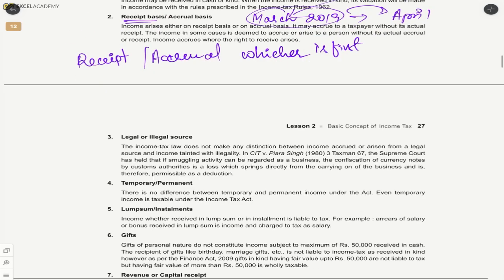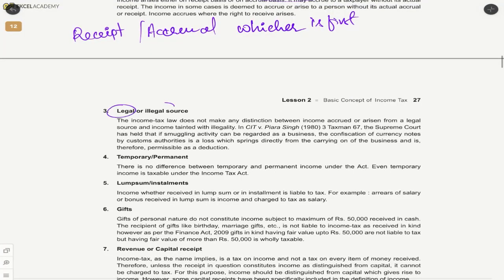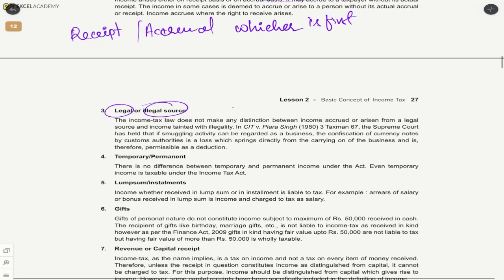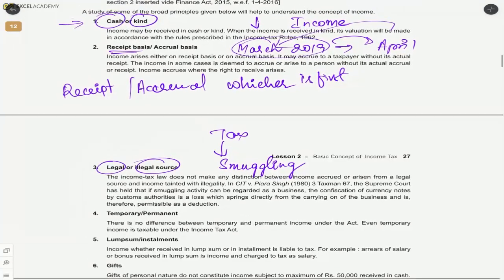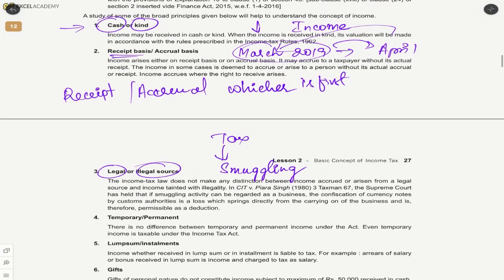Legal or illegal source. Let's say you are making income out of, let's assume, some smuggling activity. Will the Income Tax Act tax that? Definitely yes. Even that will be considered as income and taxed. Of course, you will be penalized under various other acts, but under the Income Tax Act, that would still be considered as income and you would be required to make the payment of tax on that.